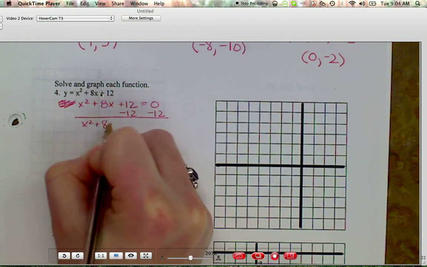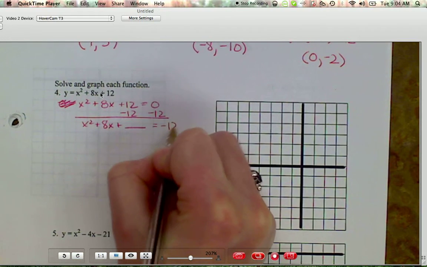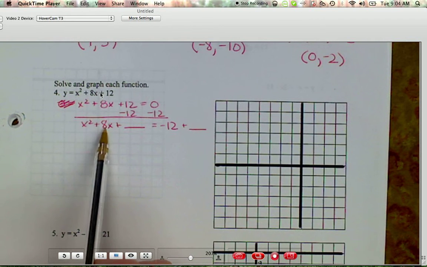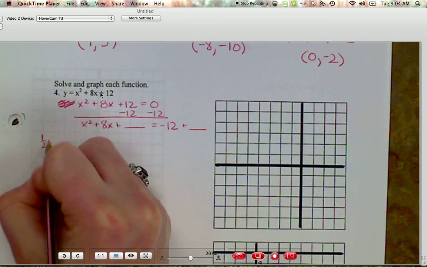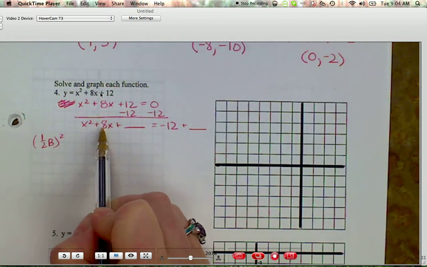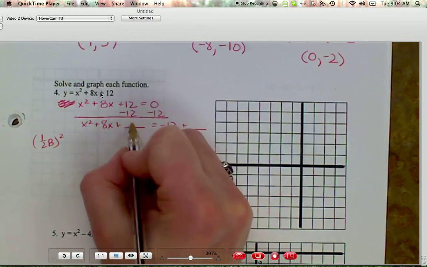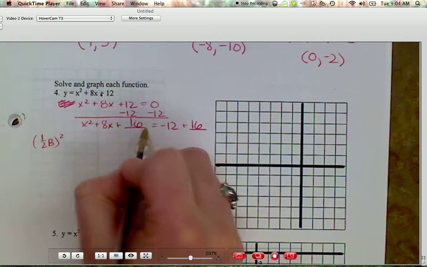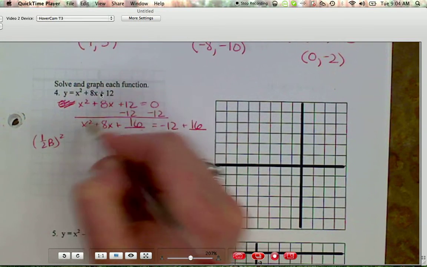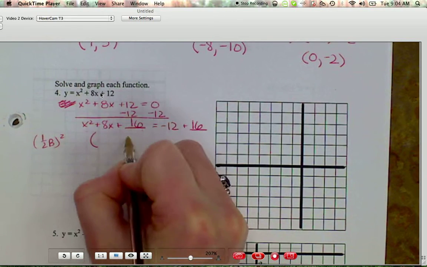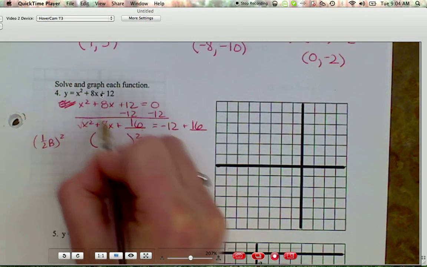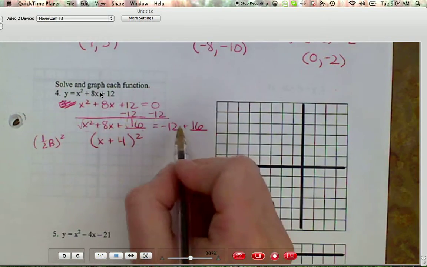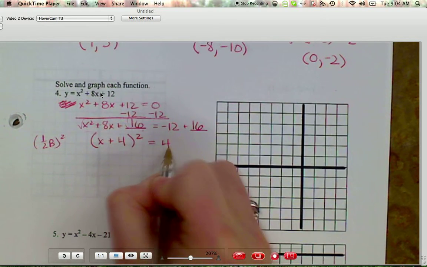X squared plus 8x plus blank equals negative 12 plus blank, because remember, whatever we fill in here, we want to put here as well. Now we're going to take half of b and then square it. Half of 8 is 4. 4 squared is 16, so we add that to both sides. Now this is a perfect square, so we just completed the blank to make it into a perfect square, so we completed the square. To figure out what goes here, remember we take the square root of 16, and bring down the sign, which would be addition. Negative 12 plus 16 is, of course, 4.